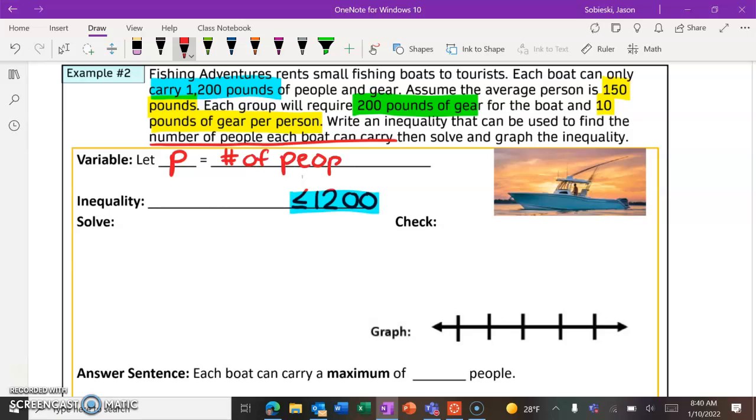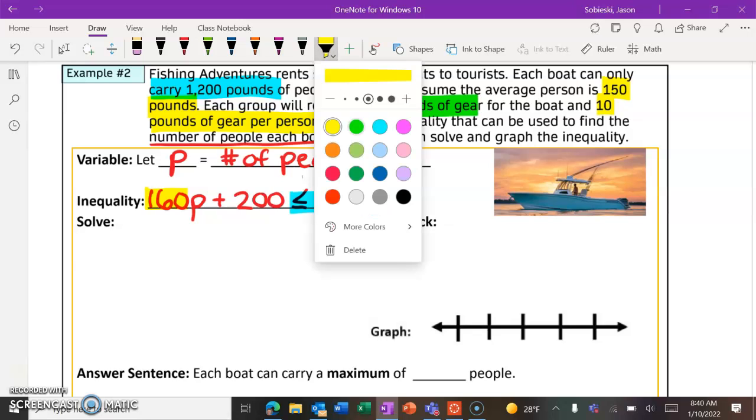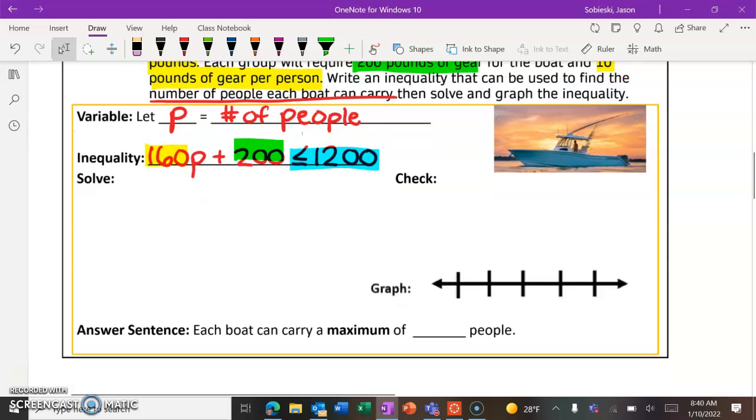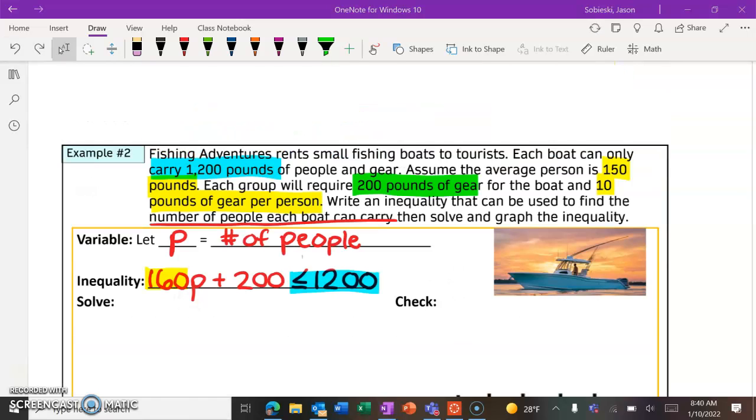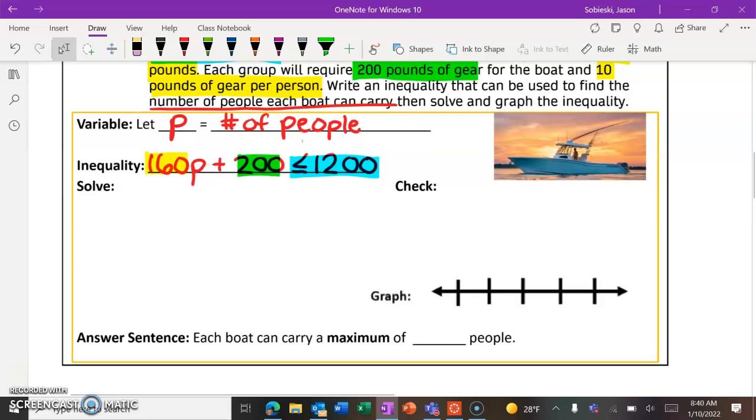And we need to figure out what has to be less than 1,200 pounds, right? Well, for each person there is 150 pounds for their weight and 10 pounds of gear. So that's going to be a total of 160 pounds per person. And again, that's coming from the yellow stuff from the problem. And then there's also the 200 pounds of gear for the group, which is going to be the green portion. Okay, so this is our inequality. Again, a non-parentheses example.